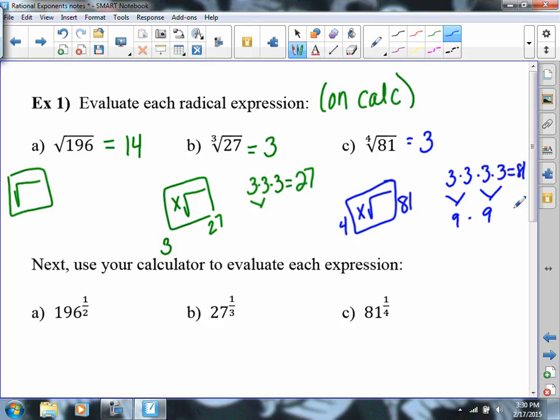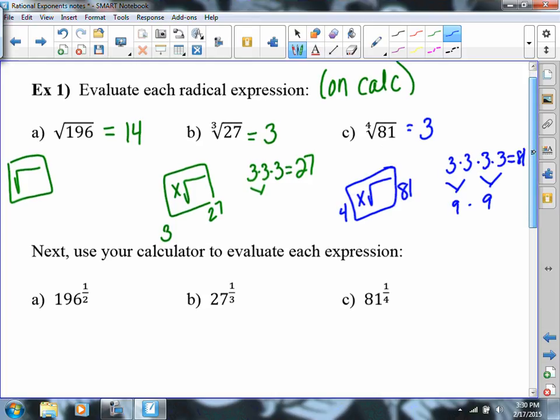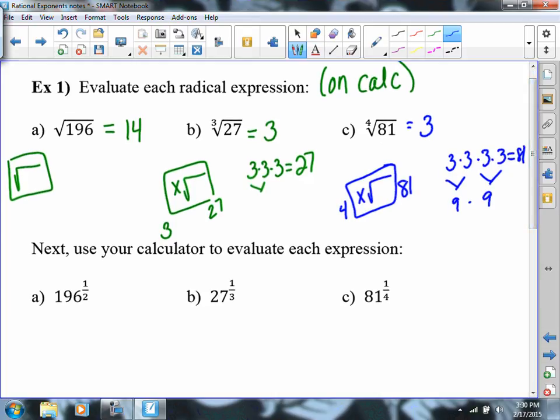So if you have questions on how to use your calculator, we can address those in class as well. But I want to move on here to this next little note and see if you can notice anything. We're going to use your calculator now to evaluate these expressions. And notice in example 1, we did the square root of 196. Here we're doing 196 to the 1/2 power.